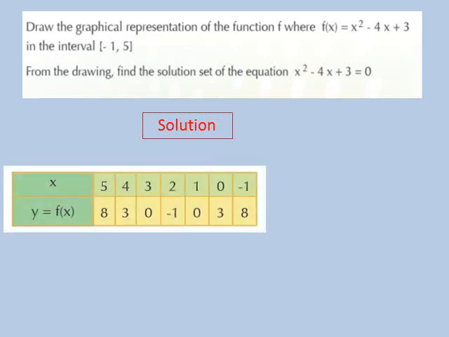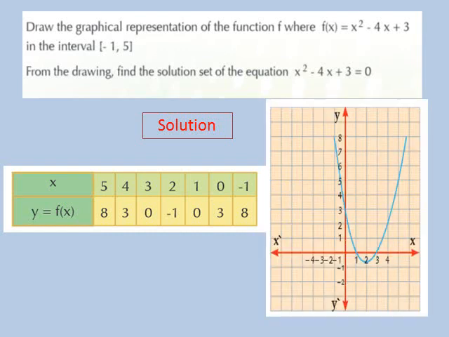This table will appear in the calculator. When x equals 5, y equals 8. When x equals 4, y is 3; 3 and 0; 2 and -1; 1 and 0; 0 and 3; -1 and 8. We will find that the curve intersects the x-axis at 1 and 3. So, the solution.